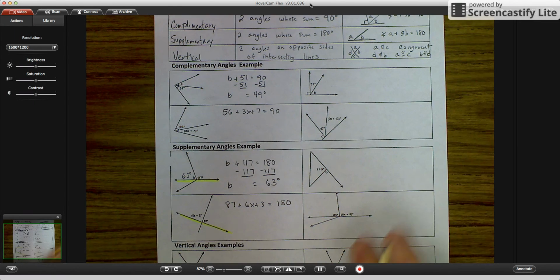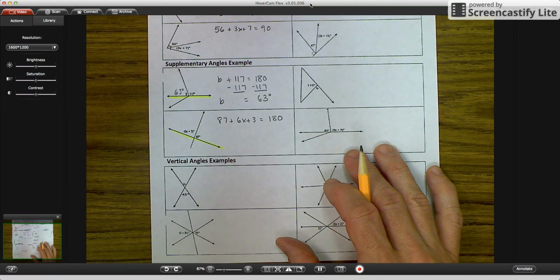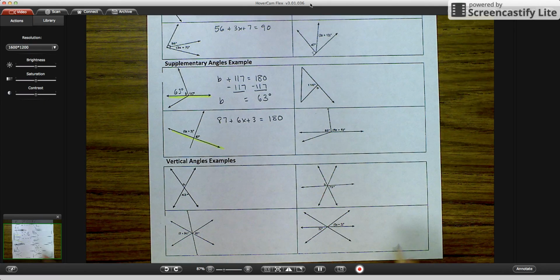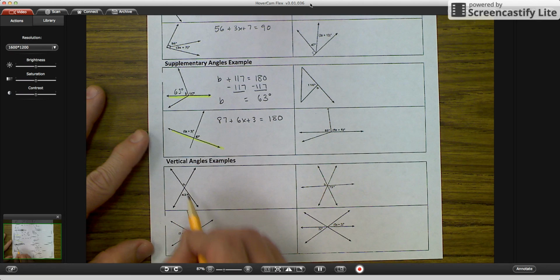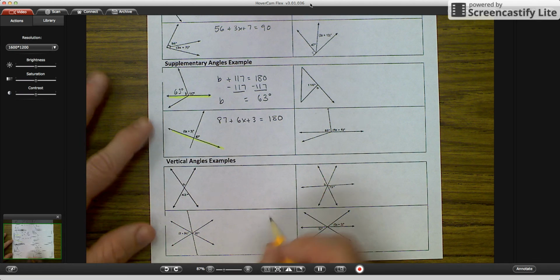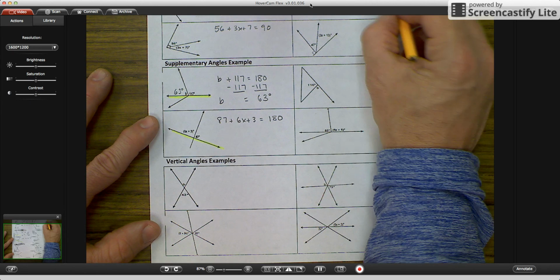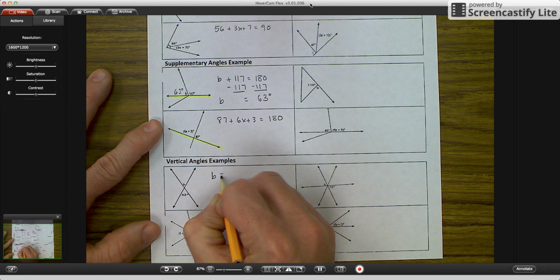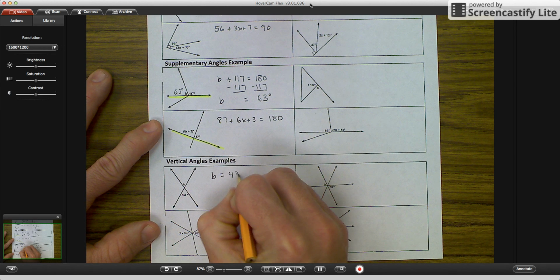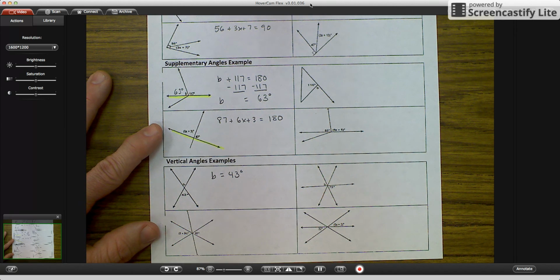Okay? And then we'll move on to our third set of angles that are the vertical angles. And you see a lot of different intersecting lines. You know that vertical angles are opposite of each other and they are congruent. So our equation here is going to be that angle A is equal to angle B. So B is equal to 43 degrees. And since we already have a single variable there, this one is already solved for us.